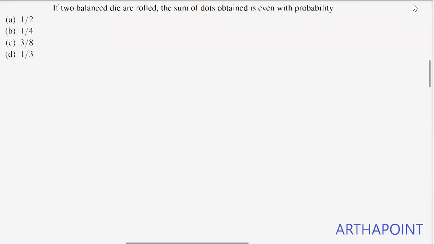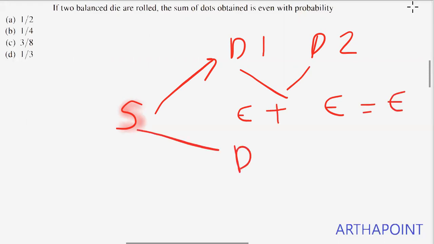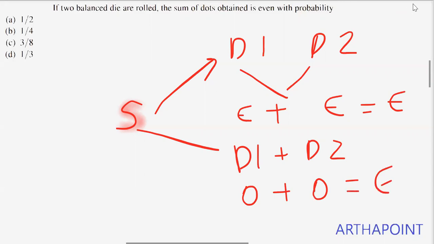The sum can be even only under two circumstances. One, when die 1 and die 2 both have an even number on them. That's the first thing that can happen. So even plus even would give you even. Or when die 1 and die 2 both have odd on them. So an odd number plus an odd number will also give you even.